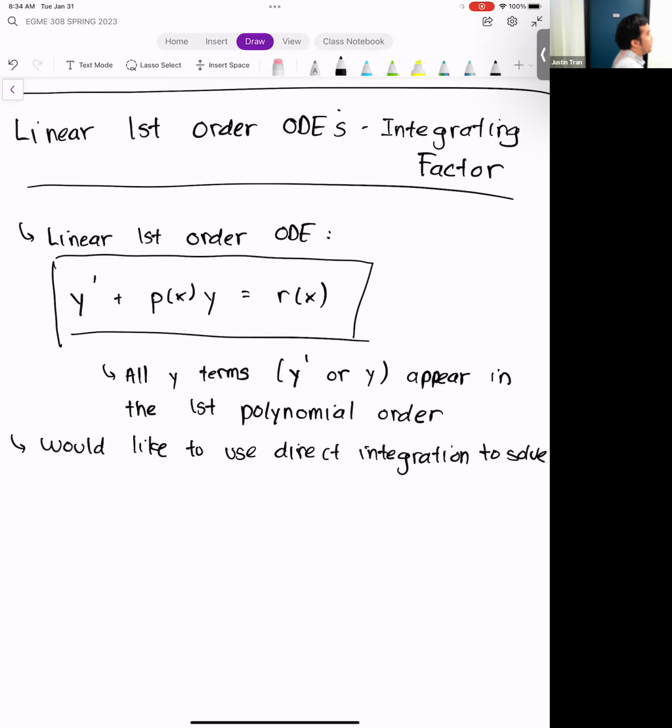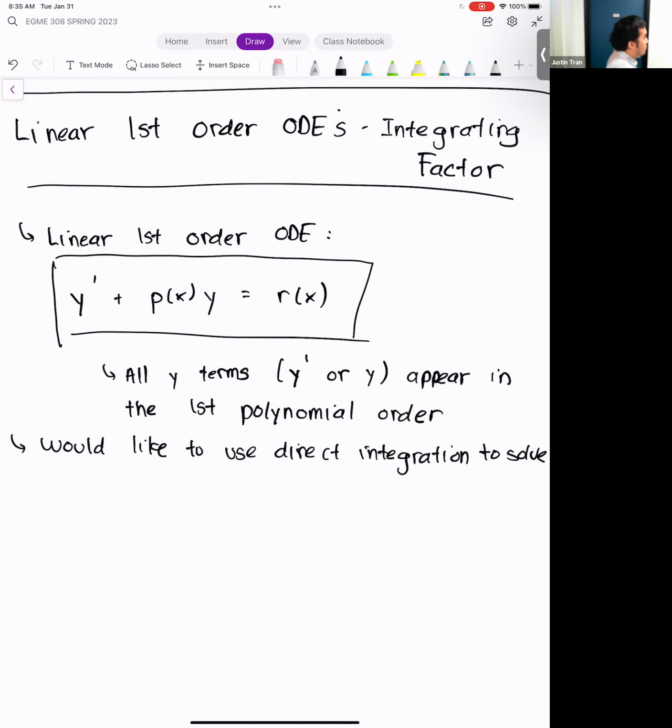That would be the easiest way, right? Because at the end of the day, we have differential equations, and the way that we undo a derivative is we take integrals. And so by using an integral, that would be the best case scenario, the easiest way for us to solve these.